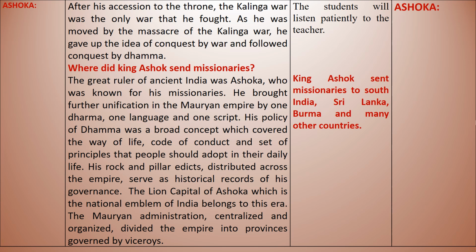His rock and pillar edicts distributed across the empire serve as historical records of his governance. The Lion Capital of Ashoka, which is the national emblem of India, belongs to this era. The Mauryan administration, centralized and organized, divided the empire into provinces governed by viceroys.